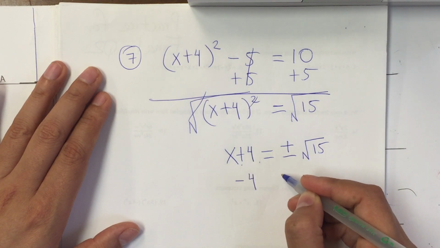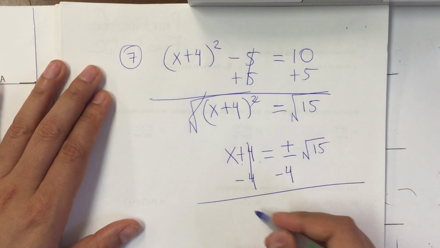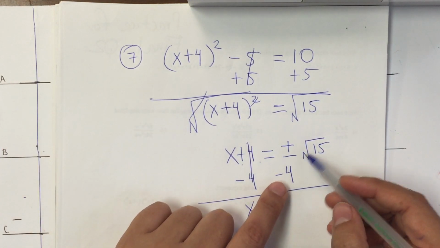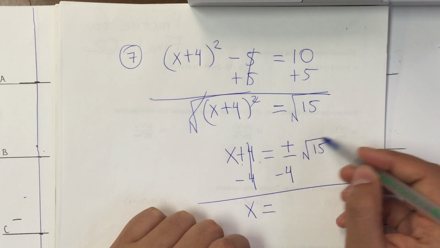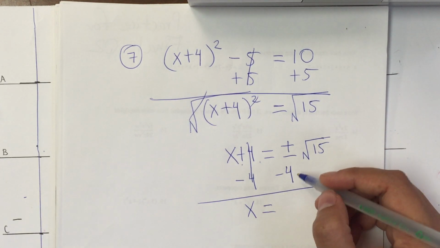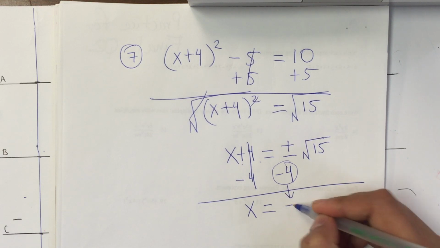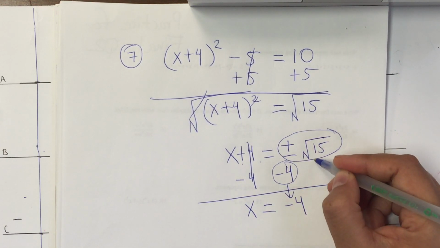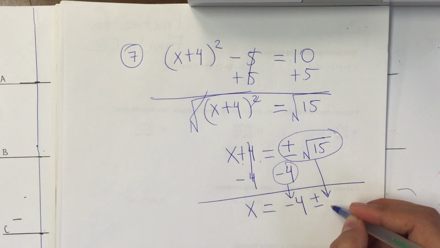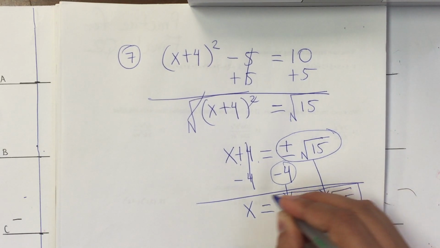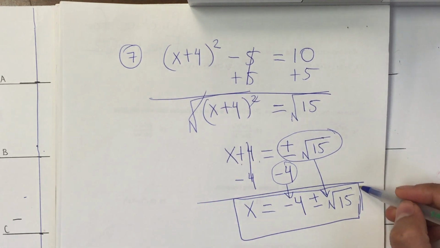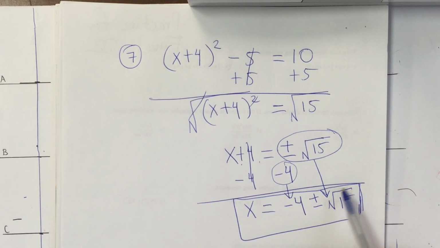We subtract 4 from both sides, and so x equals, since I cannot combine this because this is an irrational number and this is an integer, I'm just going to bring down the negative 4 and I'm going to bring down the plus minus square root of 15. And so that's going to be my answer, okay? Again, in the future, we're going to be taking the square root of this with the calculator so that we can graph, but for now, this is the answer. So now, after seeing these examples, you can start working on 10.9, and I hope this was helpful.